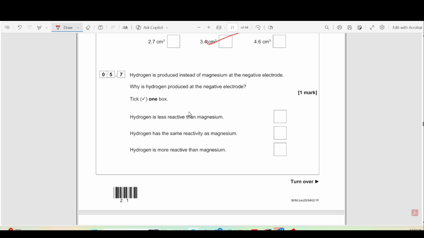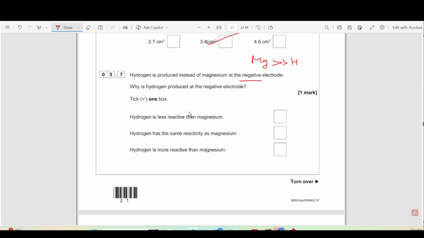Hydrogen gas is produced instead of magnesium at the negative electrode. Why is hydrogen produced at the negative electrode? Since magnesium is more reactive than hydrogen, hydrogen ions are more easily reduced. In the reactivity series, magnesium is much higher than hydrogen in reactivity.